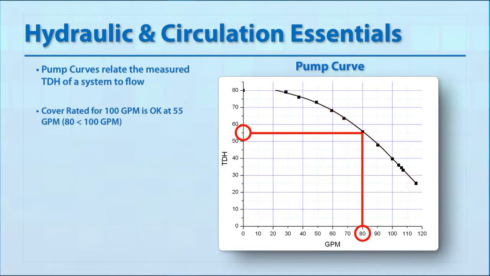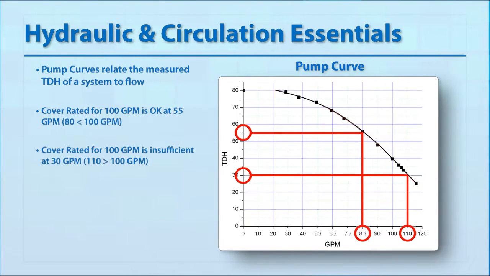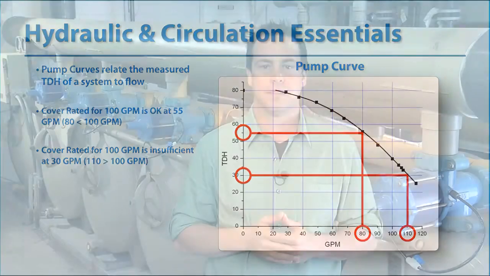But what if we go to measure the pool and it turns out to have a TDH of 30 instead of 55? Now, using the exact same pump, our flow rate has increased 30 gallons per minute to 110 GPM, and that cover rated at 100 GPM would not be sufficient.